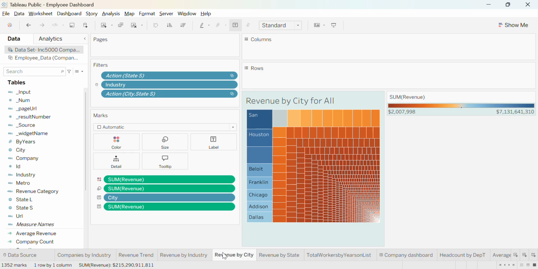Next is revenue by city. The tree map uses the size of boxes and the color intensity to show the proportion. The bigger the box, the higher the revenue. And the finding here is dramatic. Chicago has a box that is enormous compared to every other city. Chicago alone generates $4.3 billion.